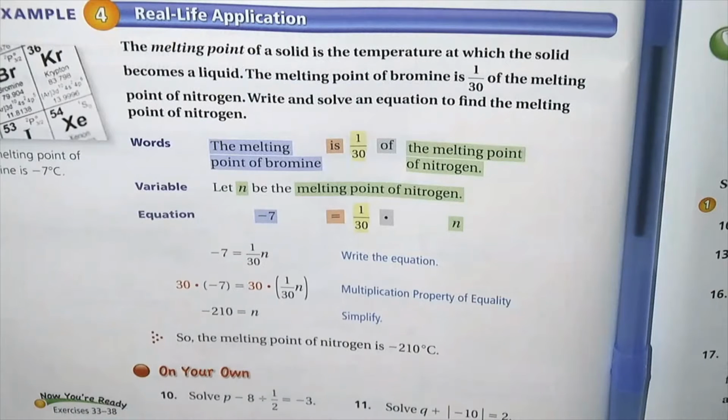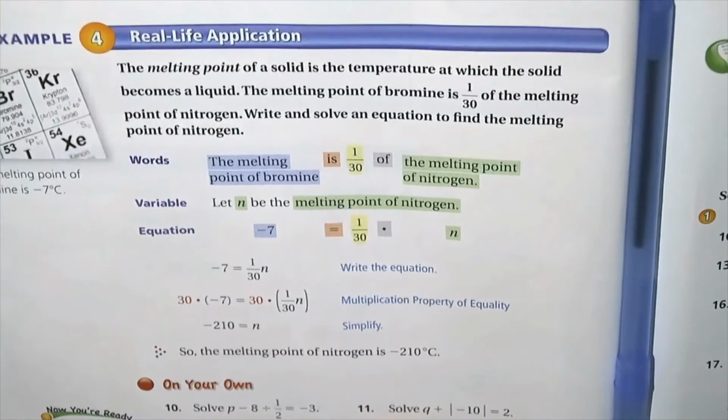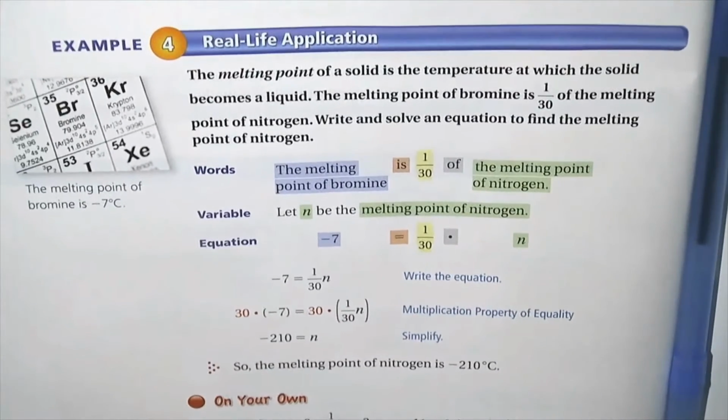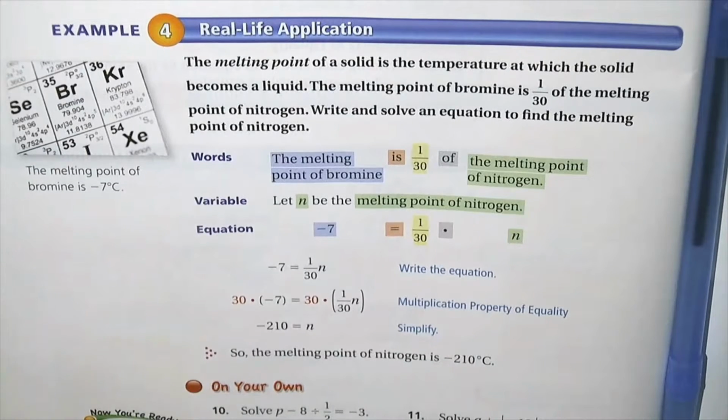Okay, if you are in 7 Excel, we're working from the Advanced 2 textbook. If you are in Math 8, we're working from the Course 3 textbook. We are still doing lesson 1.1, example 4, and it can be found on page 6. So we're going to be looking at word problems, creating equations, and solving them.